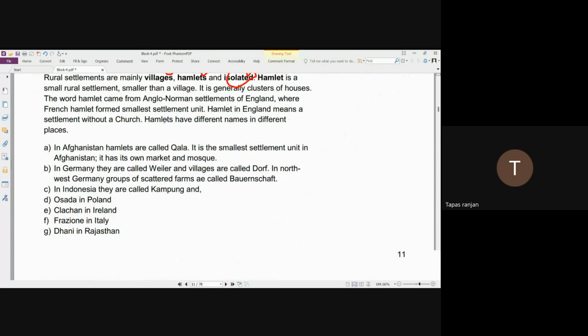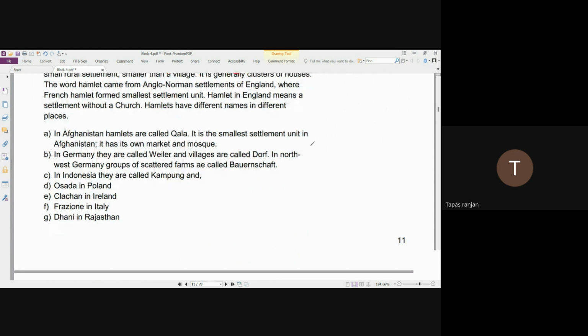So different parts of the globe do call these villages or hamlets or isolated settlements by different names. Just like in Afghanistan, hamlets are basically called Kala. Okay, and in Germany they are called Welle, and villages are basically called Dorp. Okay, and in Indonesia they are called Kampung. Then in Poland, Osada, in Ireland, Klakan. Okay, so these are the different names for different types of villages.